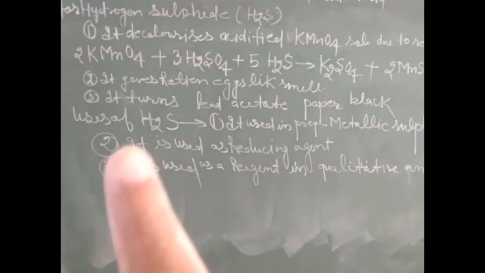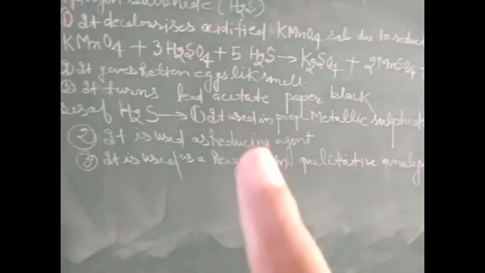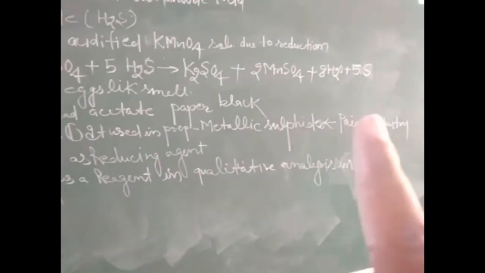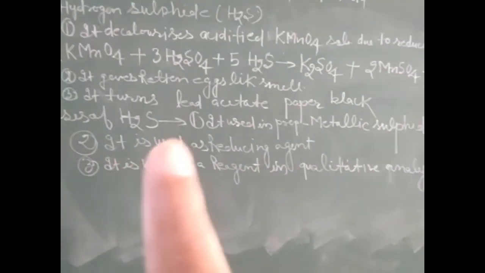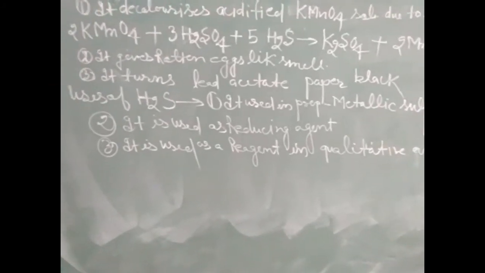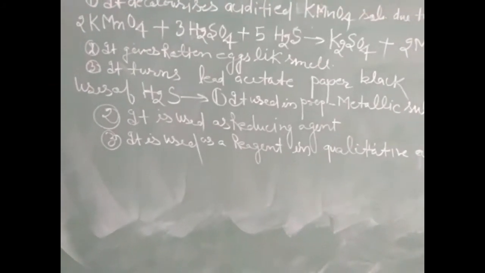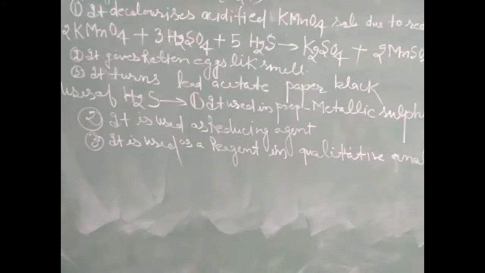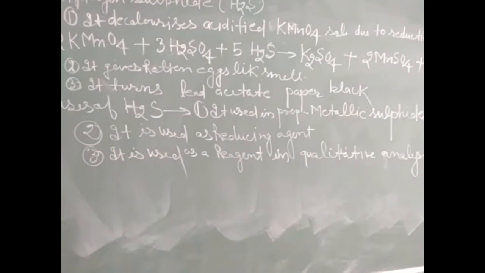Now we will discuss the usage of hydrogen sulfide. It is used in preparation of metallic sulfide, or we can say that metallic sulfide is used in paint industry for making paint. It is used as reducing agent because it supplies hydrogen for reducing any other substance. It is used as reagent in qualitative analysis, means to detect the presence of any metal. Now dear student, we will discuss next part, that is preparation of sulfuric acid.